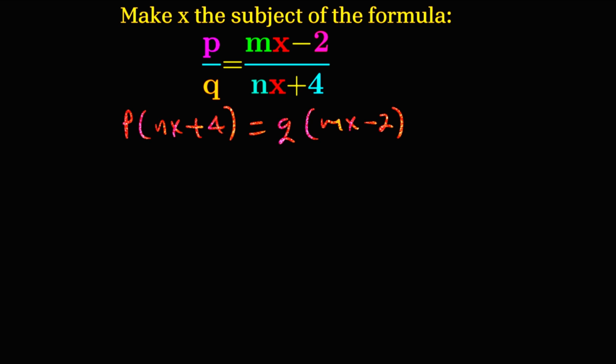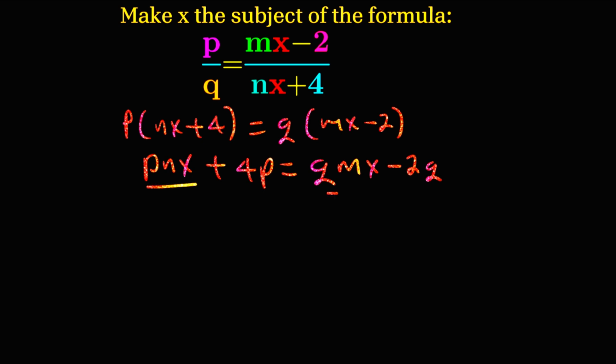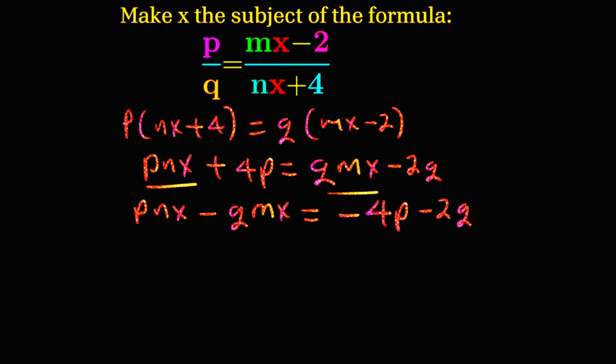So we open both brackets. So we have pnx plus 4p equals qmx minus 2q. So remember, what we want to make the subject of the formula is x. So we put the terms with x on one side of the equation. So we have pnx, then we bring qmx to this side, it becomes minus qmx. Then we take the others to the other side. So we have minus 4p minus 2q.